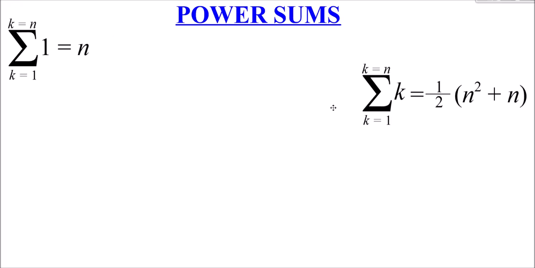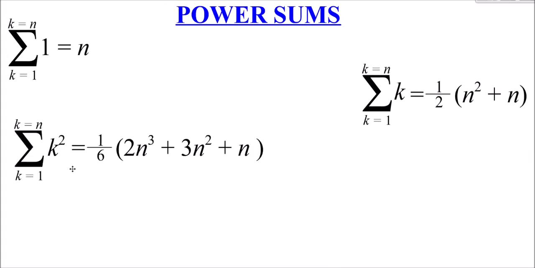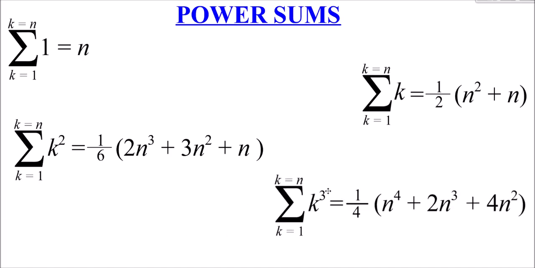Another result we need is the sum of the first n square numbers. So this result here, the sum of the first n square numbers, is 1/6 brackets 2n cubed plus 3n squared plus n, and finally we're going to use the sum of the first n cubed numbers, which is actually 1/4, then in brackets n to the power 4 plus 2n cubed plus n squared.